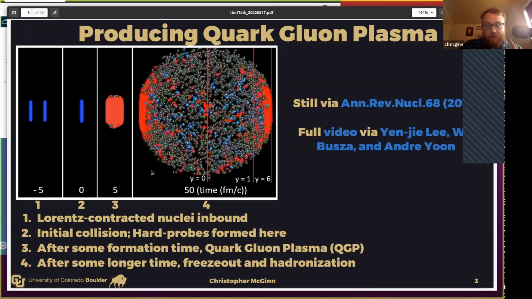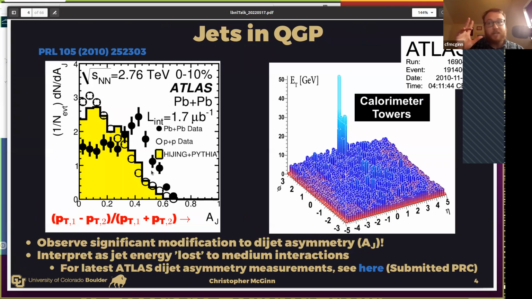But specifically, we want to talk about the physics effects we call collectively jet quenching. So jet quenching, what is it? Here's a simple starter example. It's one of the first results out of the LHC from ATLAS in heavy ions. It's looking at fully reconstructed jets in collisions of lead nuclei in a centrality class 0 to 10%.